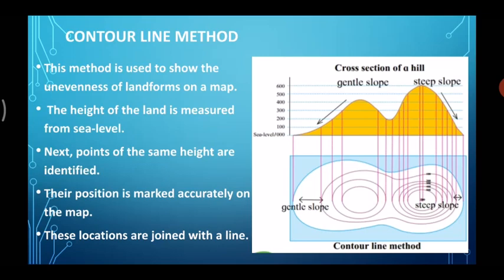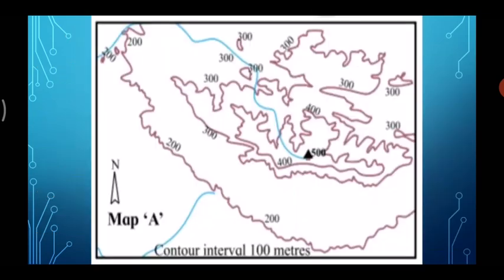The height of the land is measured from the sea level. Next, points of the same height are identified. Their position is marked accurately on the map. These different locations are joined with lines. Such lines are called contour lines. Now you will be able to understand in the next slide.